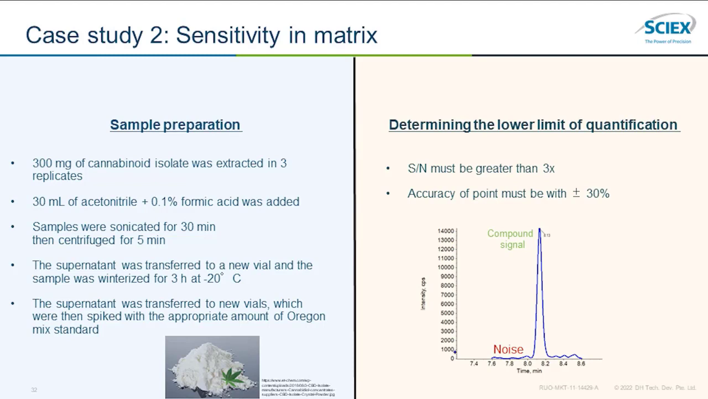And our criteria is we're really looking at the noise to our compound signal, and we're making sure that the compound signal is greater than 3x the noise, and the accuracy of that lower point must be within plus or minus 30%.